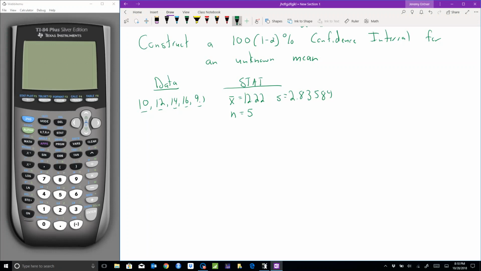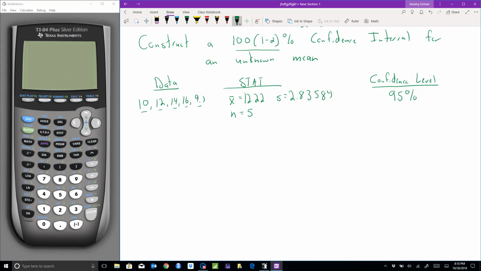Now that means you're going to be given one more piece of information. You're going to be given whatever this percentage is up here, which will be a confidence level. And so we'll suppose in this case that our confidence level is 95%. Now we can use all of these pieces of information to go ahead and create our confidence interval.